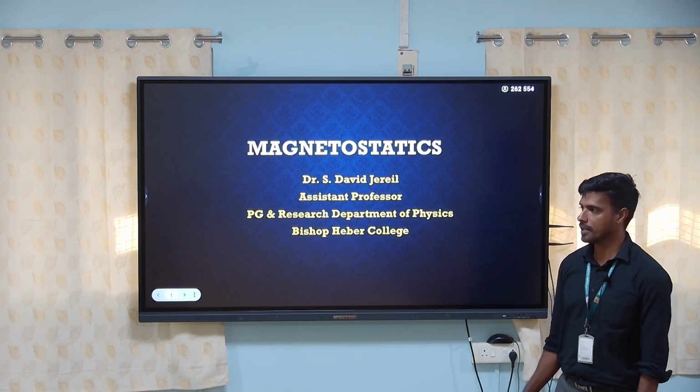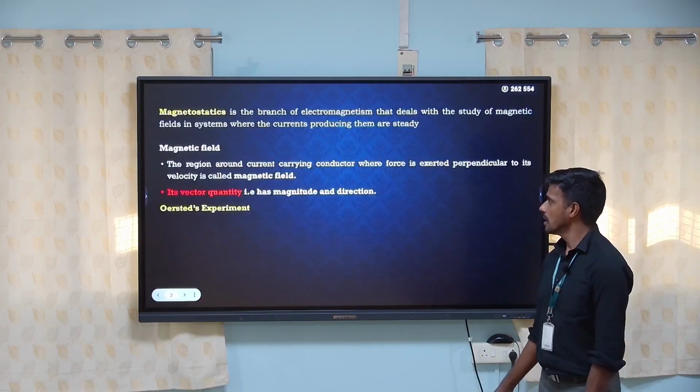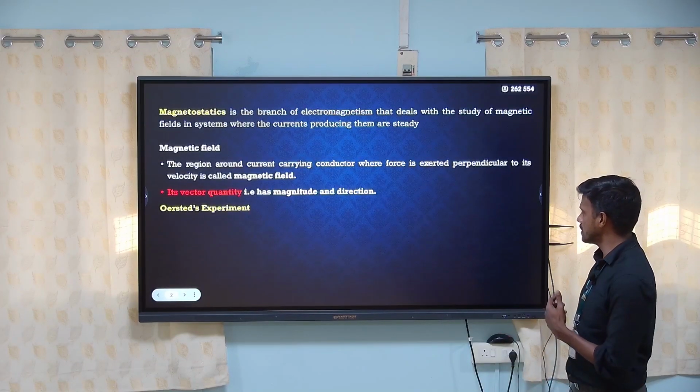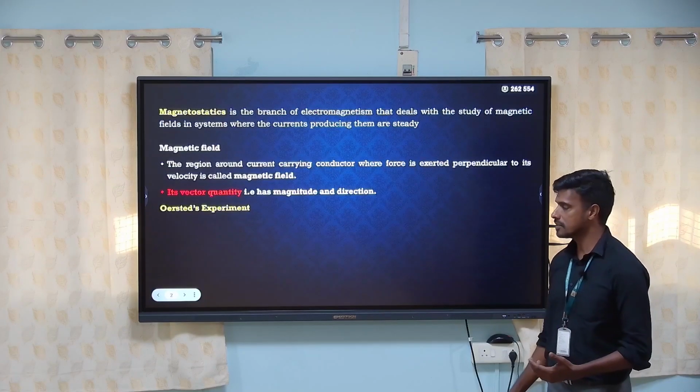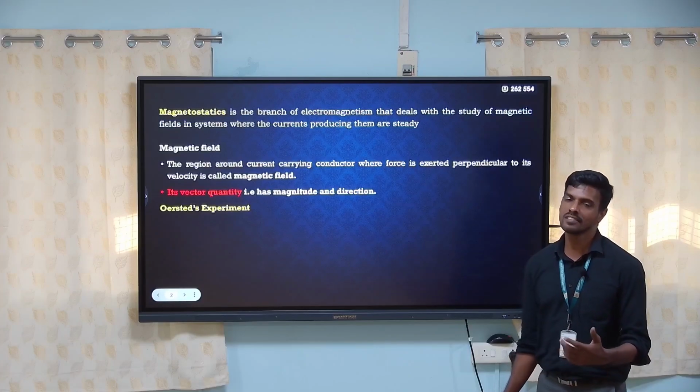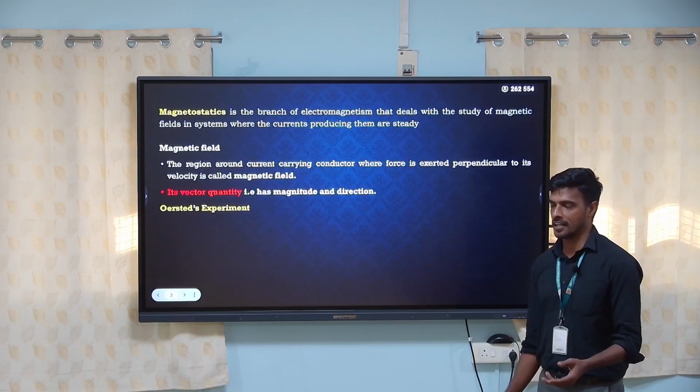Today I'm going to present a topic named Magnetostatics. Magnetostatics is the branch of electromagnetism that deals with the study of magnetic field systems where the currents producing them are steady or static. So what is a magnetic field?